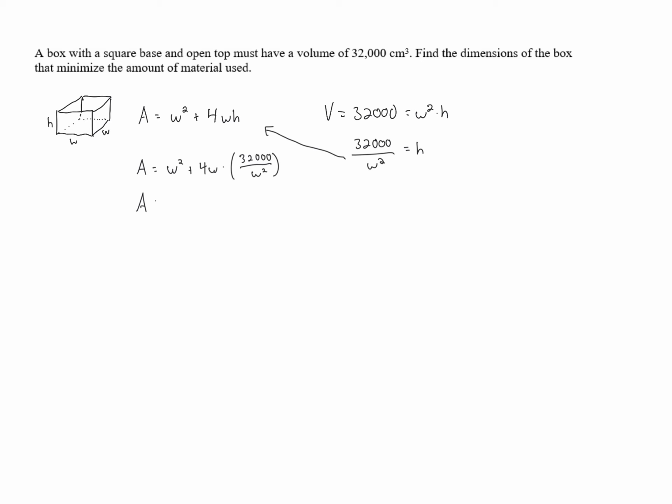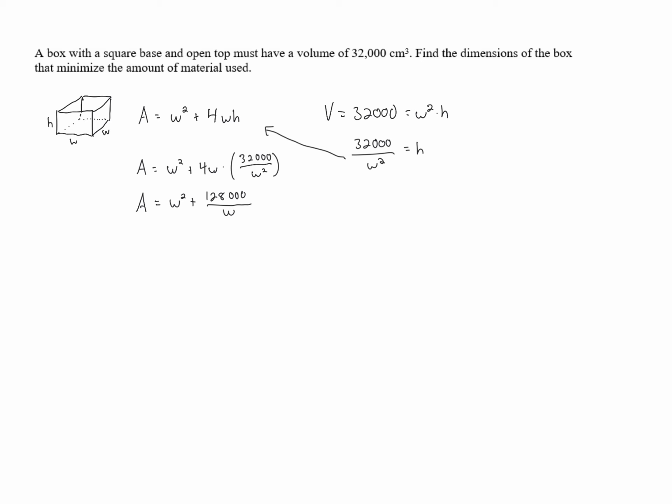And we can multiply out those numbers and cancel one of the w's out front and in the bottom. 32,000 times 4 is going to be 128,000. And that'll all be over w, because one of the w's in the denominator cancels with the w out front. So now we have the area written as a function only of the width. And now we can differentiate this.